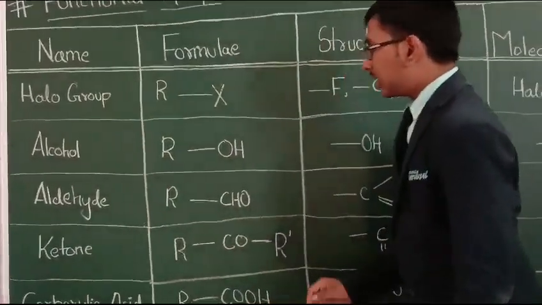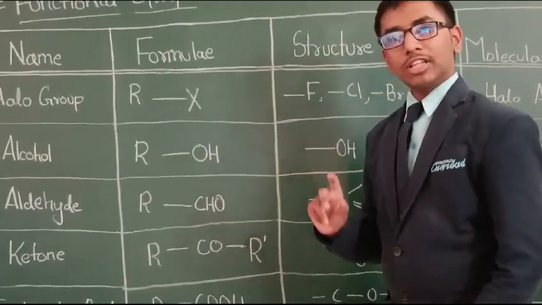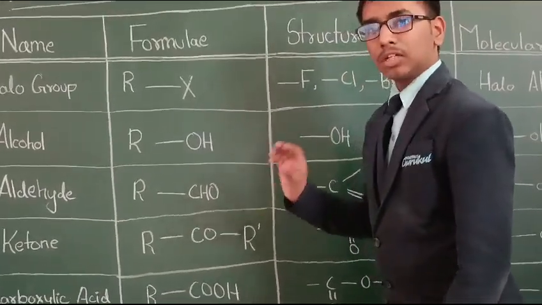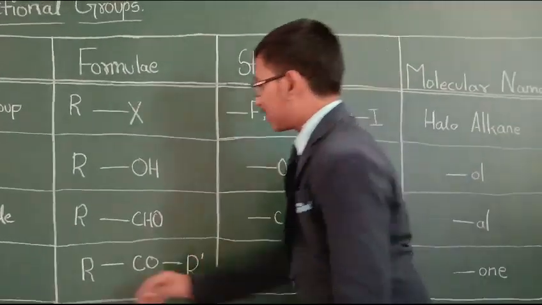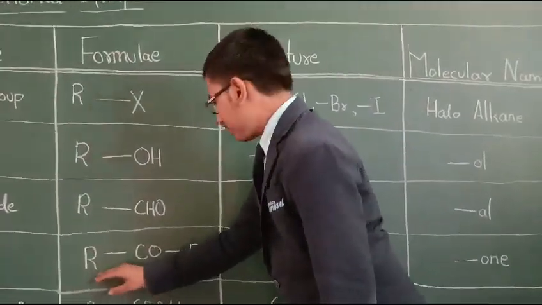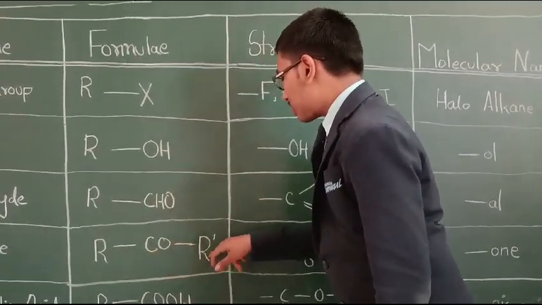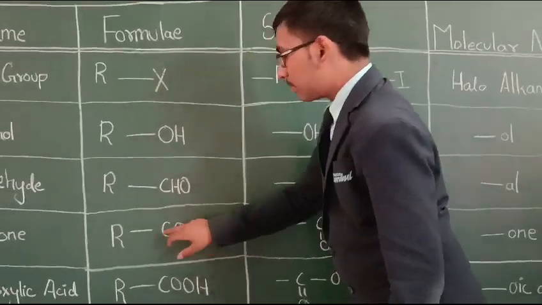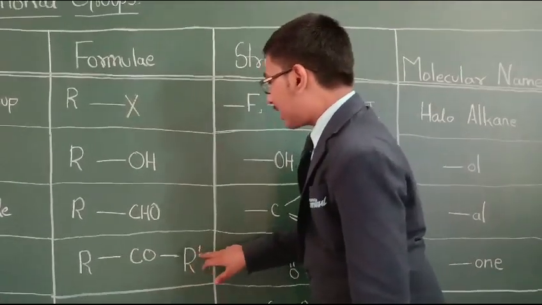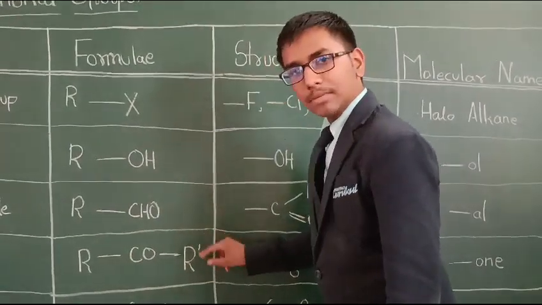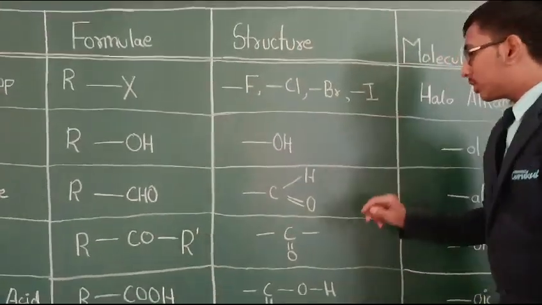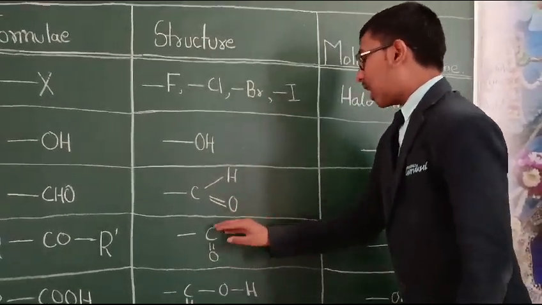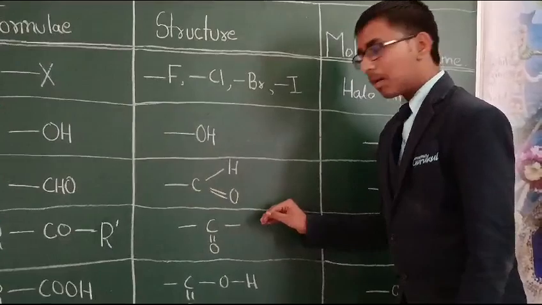The ketone is similar to aldehyde, but the only difference is that the double bond O is attached to the middle carbon, and not to the last or the first carbon. Here you can see R, which is the alkyl group, and C, which is the middle carbon, because there is another R dash, another alkyl group attached, and the O is attached to the middle carbon. Here the R dash and R can be different or the same alkyl group. The structure for the ketone is C double bond O, and the carbon is the middle carbon and not the end or the first carbon.